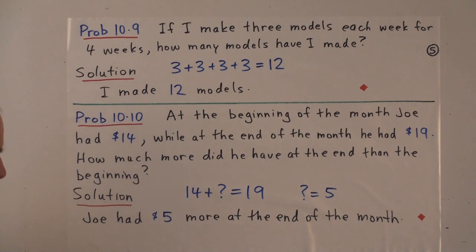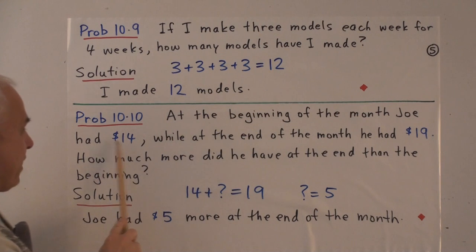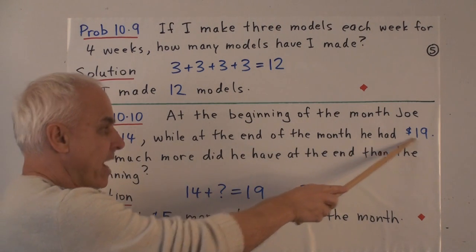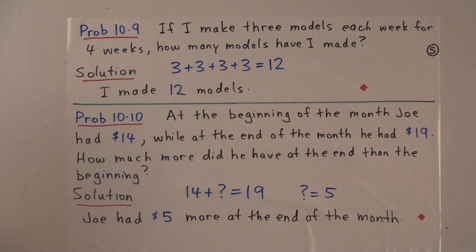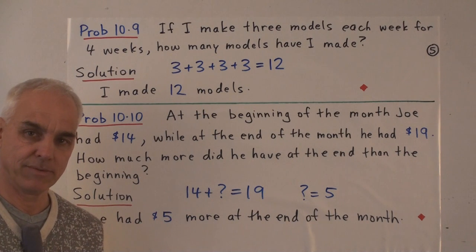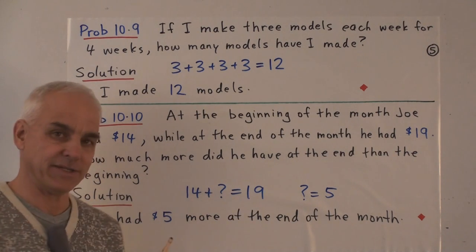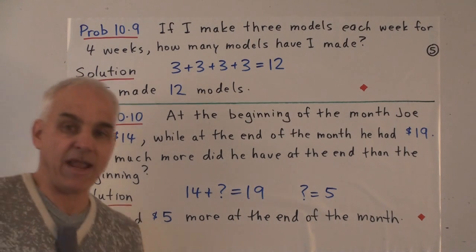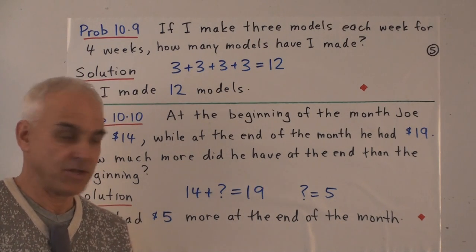Our 10th problem. At the beginning of the month, Joe had $14, while at the end of the month, he had $19. How much more did he have at the end than the beginning? So we're starting with 14. We're adding some mystery amount, and at the end we get 19. And we'd like to know what is that mystery number that we added to 14 to get 19.